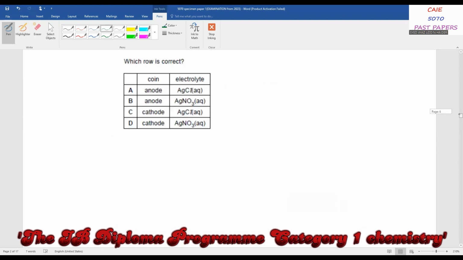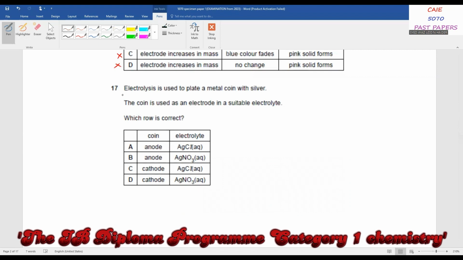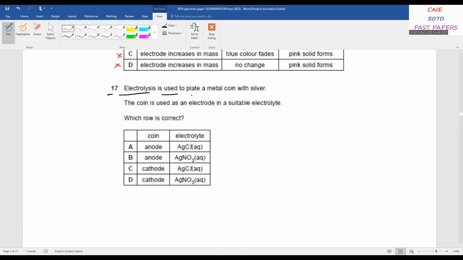Number 17. Electrolysis is used to plate a metal coin with silver. The coin is used as an electrode in a suitable electrolyte. So if I make an electrolytic cell here, at the cathode we have the coin and at the anode should be silver. This will be the beaker.